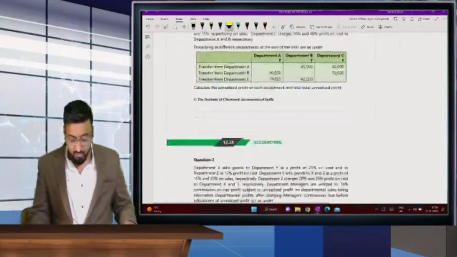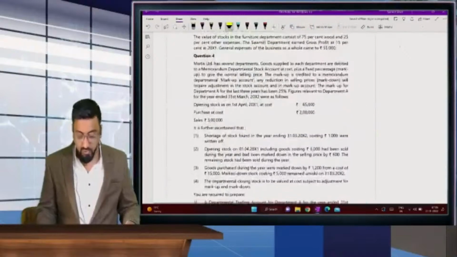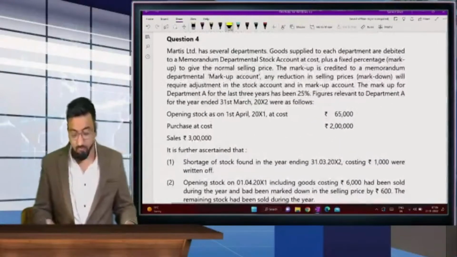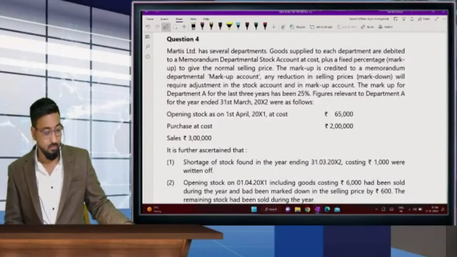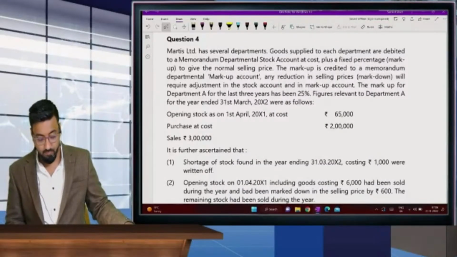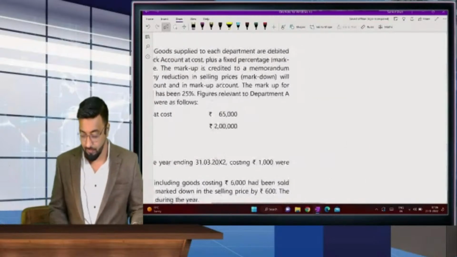First, I will take one TYK question. Okay, TYK 4. Sorry, this is TYK 4. Understand the concept of markup and markdown.